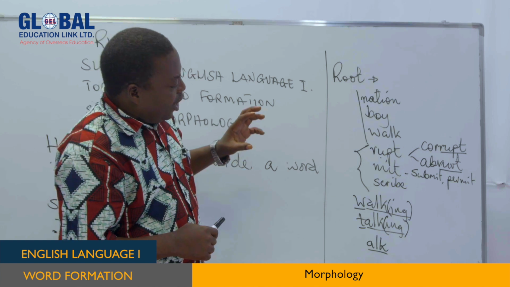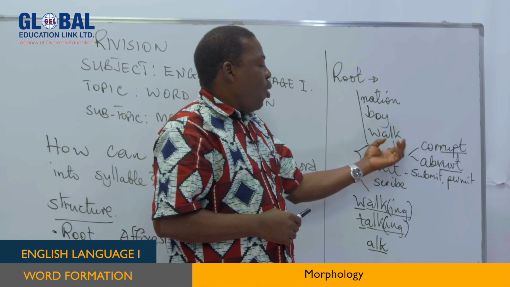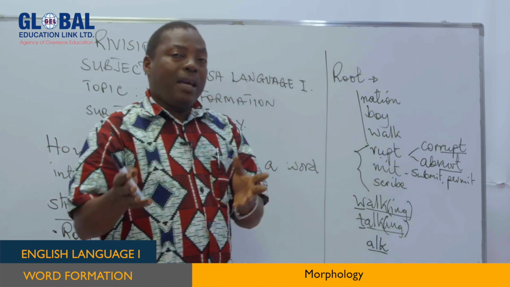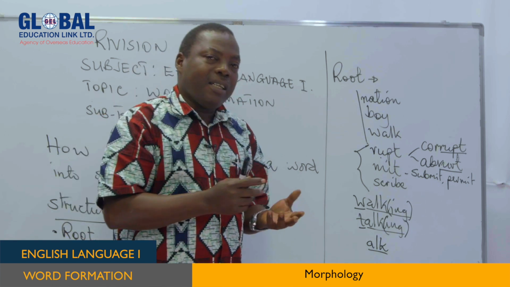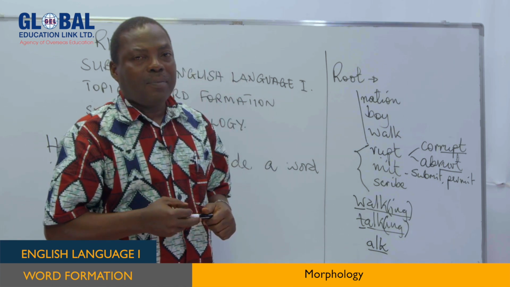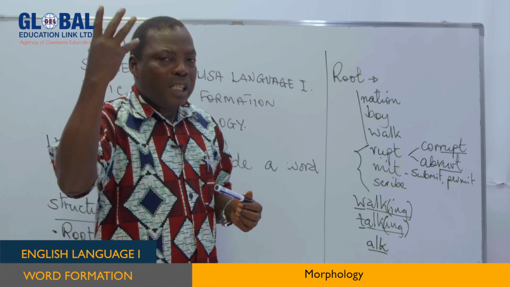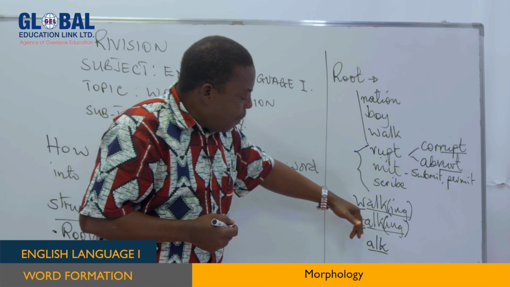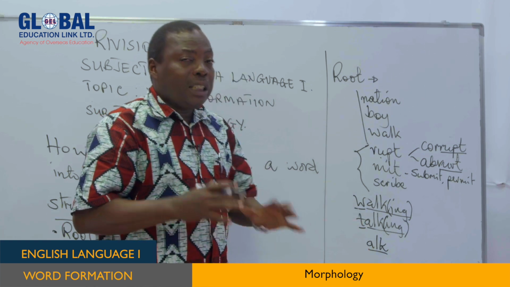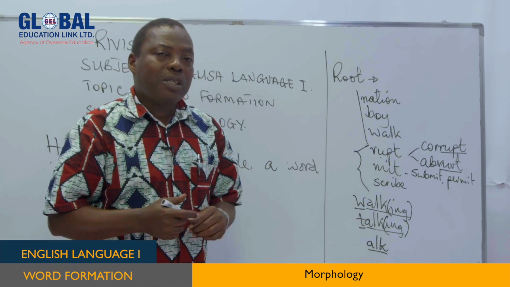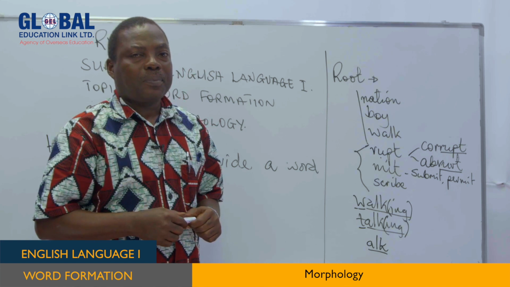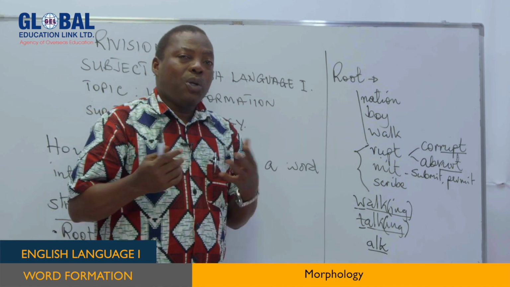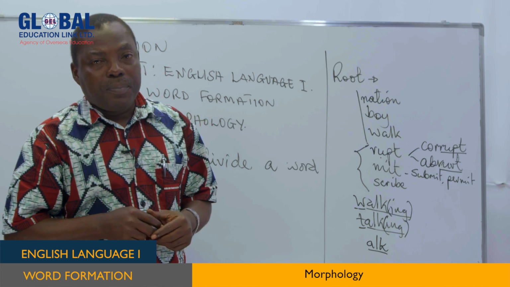Because a root by itself, once you have a base, whatever is added, it has to be a syllable by itself. A syllable, we will see it later, is a unit of pronunciation. So this W or this T is not a syllable because you cannot pronounce it by itself. So this is how you can identify a root.